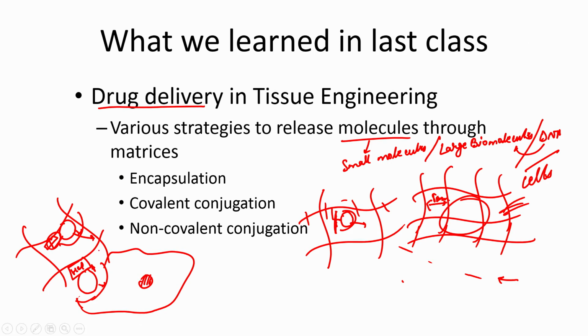We again discussed some examples used in the literature and saw how these systems can result in a lot better improvement in cell function than, let us say, a covalently conjugated or just encapsulated system.